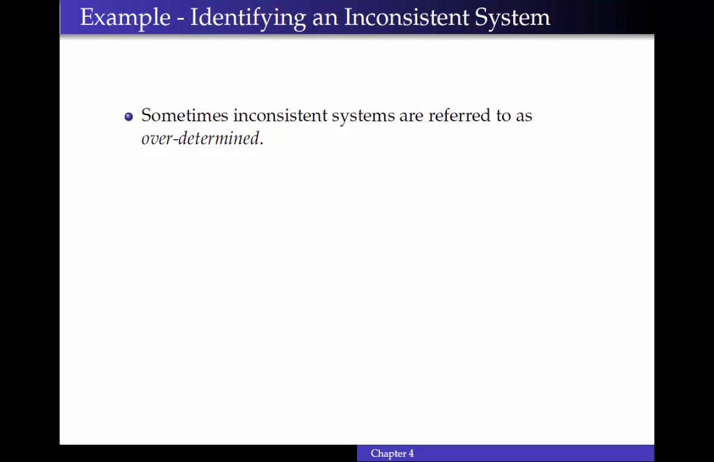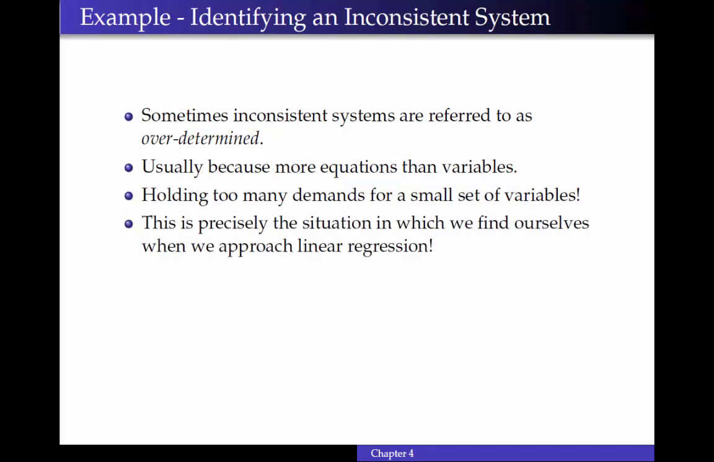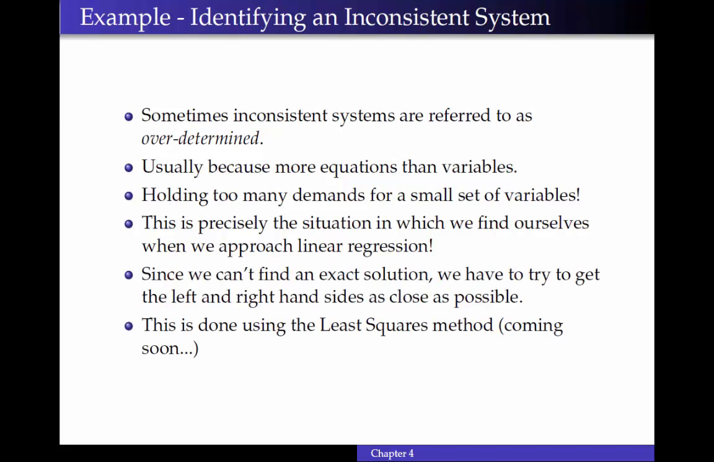So sometimes inconsistent systems are referred to as overdetermined. This is usually because there's more equations than variables. It's like holding too many demands for such a small set of variables. So this is precisely the situation we find ourselves in when we approach linear regression. Because we have so many observations, we can't demand that all those observations lie on the same line. There simply won't be a line that fits them perfectly. And so since we can't find an exact solution, we have to try to get the left and the right-hand sides as close to each other as possible. This is done using the least squares method. More on this will be coming soon.